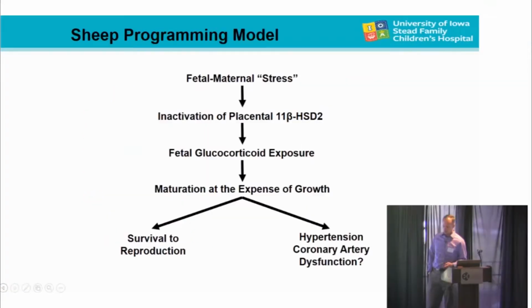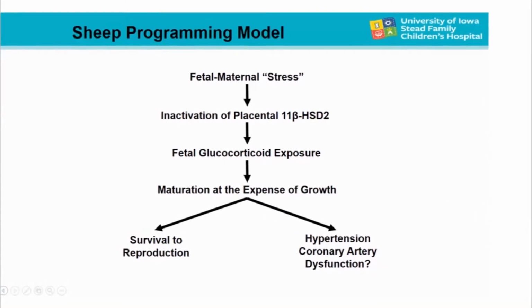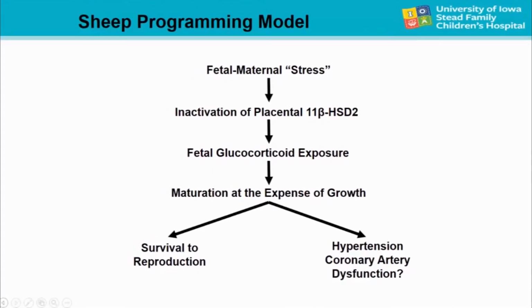So in our sheep model, we wanted to play up what Adam was talking about, that probably a major component of the developmental origins is maternal-fetal stress. And birth weight in and of itself might not be the driving factor. It might just be one of the more easily measured surrogates for a threatened intrauterine environment. So we really feel fetal-maternal stress is at least a major, if not primary, etiology for the downstream effects that we see.